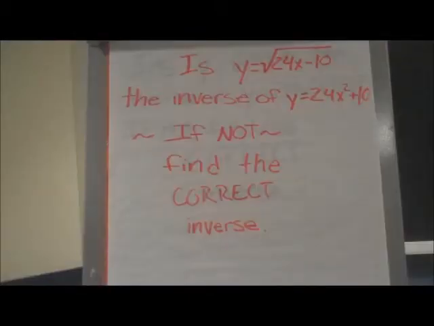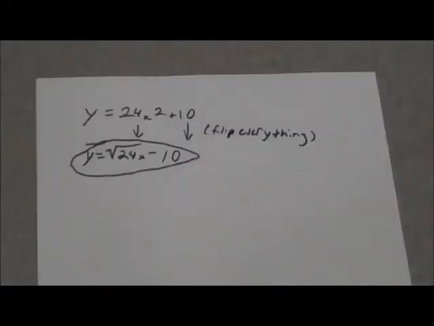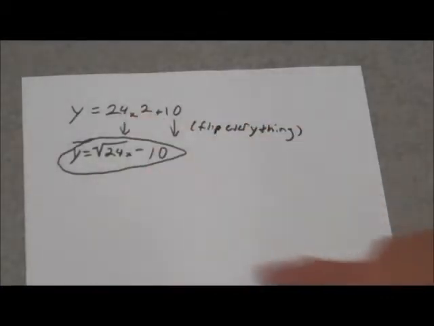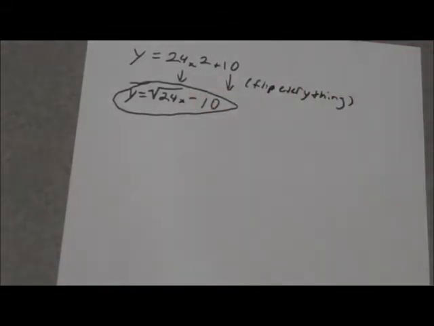Is y equals the square root of 24x minus 10 the inverse of y equals 24x squared plus 10? If not, find the correct inverse. So, for this problem here, what I did was you have to flip everything. So, as you can see, 24x squared goes to the square root of 24x. And then the opposite of addition is subtraction, so the square root of 24x minus 10. I'm sorry, AJ, that is incorrect.